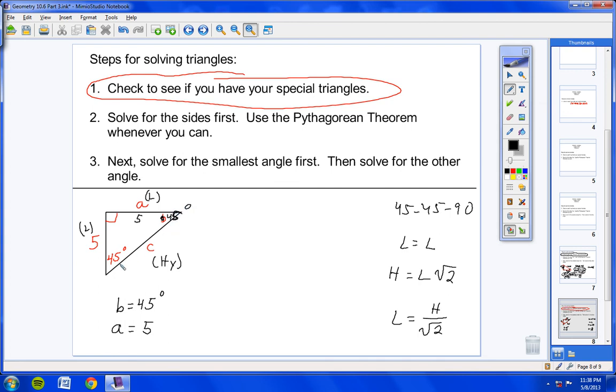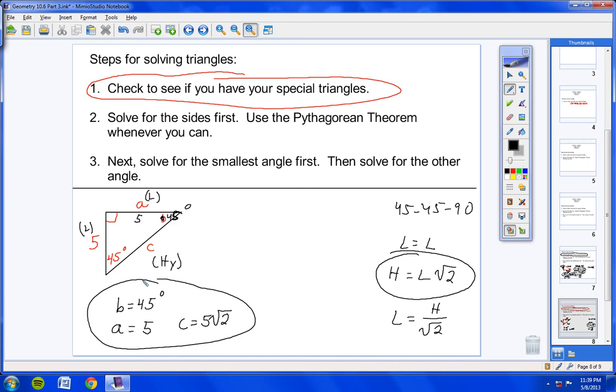This is all we have left right here is C, and that's the hypotenuse. What do we know about the hypotenuse? It's always the leg times the square root of 2. So my leg is 5, so C, the hypotenuse, equals 5 square root of 2 because the leg is 5. There we go. You solved the triangle.